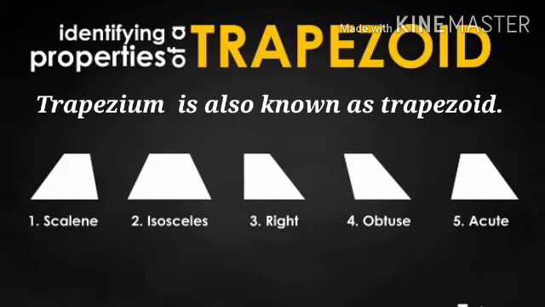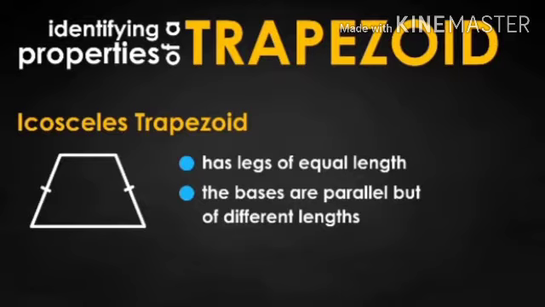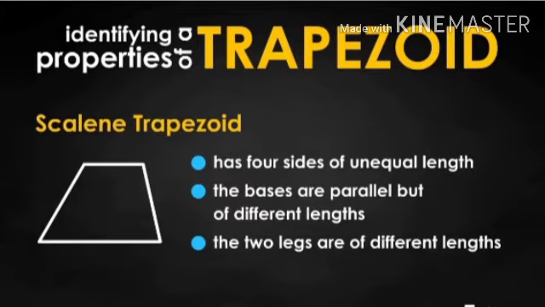There are mainly 5 types of trapezium. They are scalene trapezium, isosceles trapezium, right angle trapezium, obtuse trapezium and acute trapezium. Let us see one by one. Isosceles trapezium has legs of equal length, that is, non-parallel sides of a trapezium are equal. The bases are parallel but of different length.